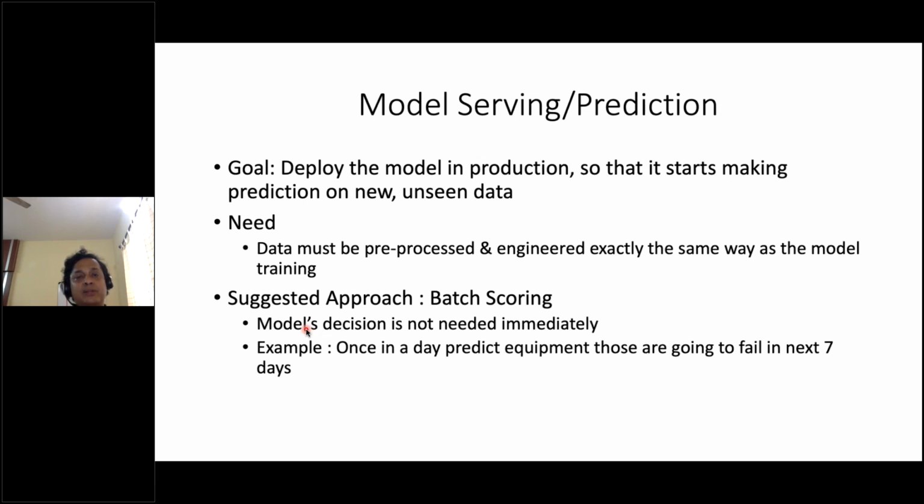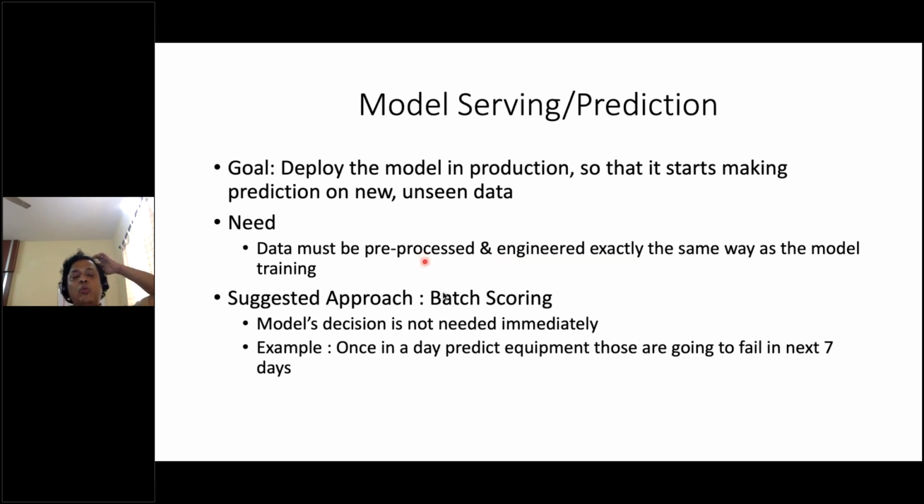Now I have built all the models. I have a good model. What am I supposed to do? I'm going to put it in production. The new equipment's data starts flowing in, and I'm going to predict whether an equipment is going to fail within X amount of time. What is needed? While doing the prediction, I need to build the same set of features which I talked about, which I used during the training.